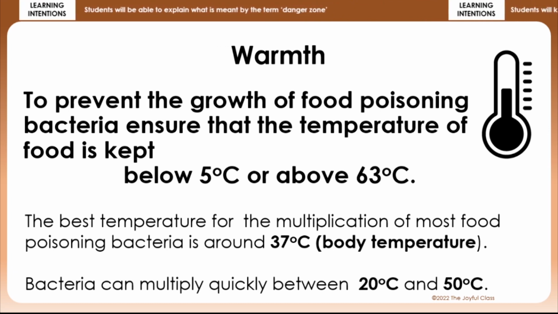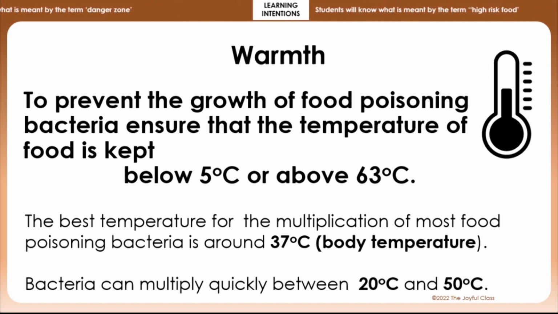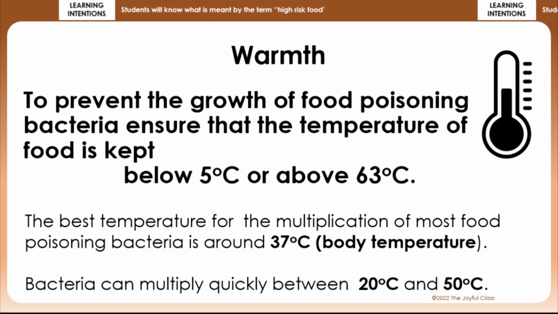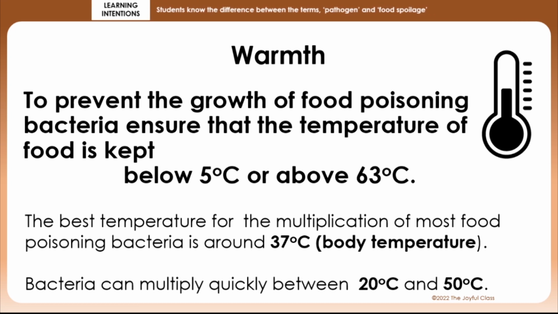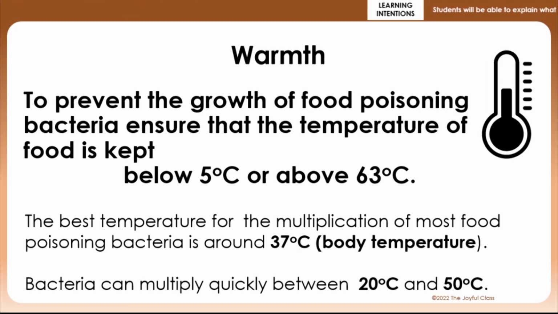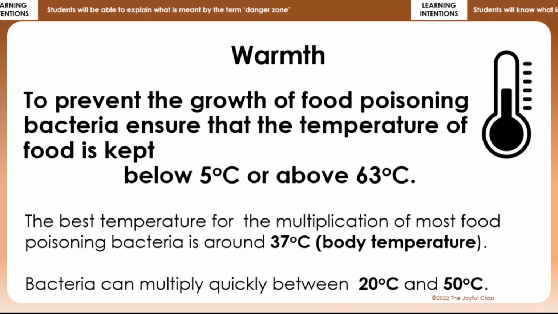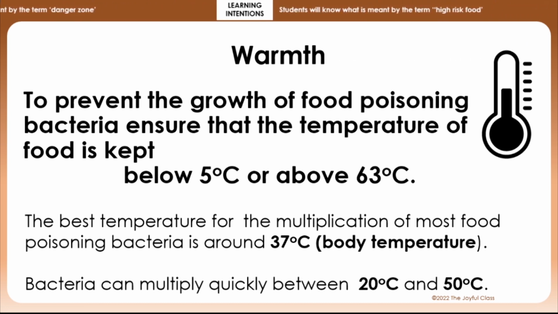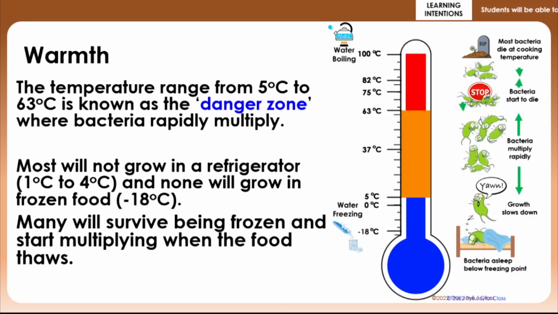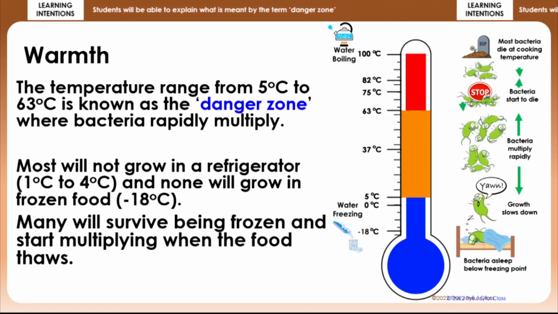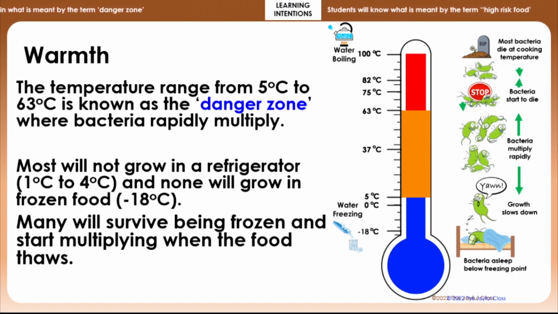So to prevent the growth of food poisoning bacteria, you must ensure that the temperature of the food is kept below 5 degrees centigrade or above 63 degrees centigrade. The best temperature for multiplication of food poisoning bacteria is around 37 degrees, body temperature. But bacteria can multiply really quickly between 20 degrees and 50 degrees centigrade. The temperature range from 5 degrees to 63 degrees is known as the danger zone, and that's where bacteria rapidly multiply.